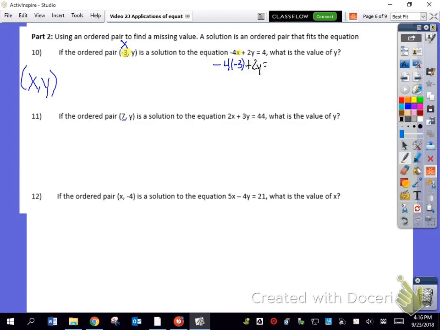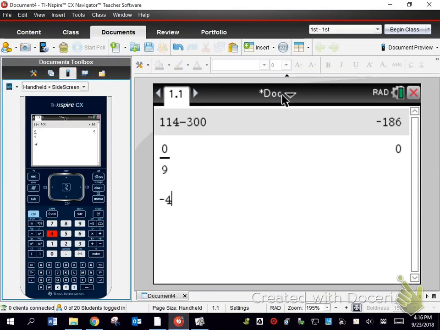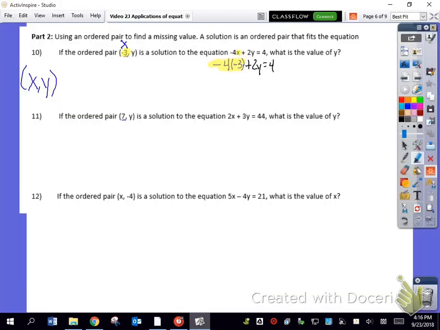Plus 2y equals 4. Well, I'm going to put this in the calculator. -4, parentheses, -3, and you get 12. So 12 plus 2y equals 4. Now you're going to solve it just like normal. Opposite of adding 12 is to subtract 12. So 2y equals -8. And then you divide by 2. So y equals -4. So that is the value of y.